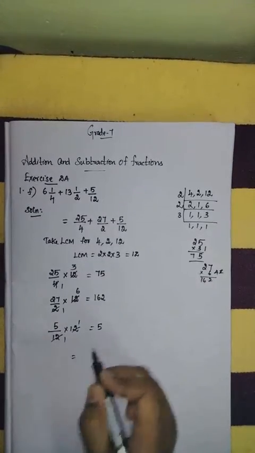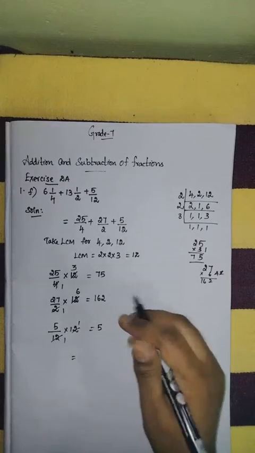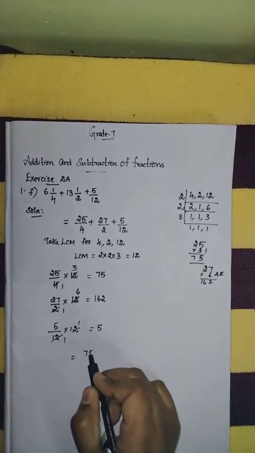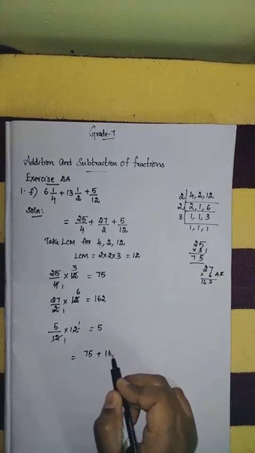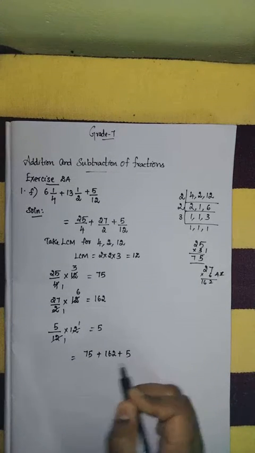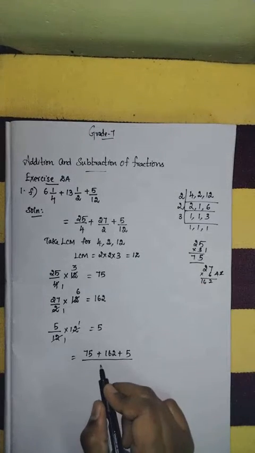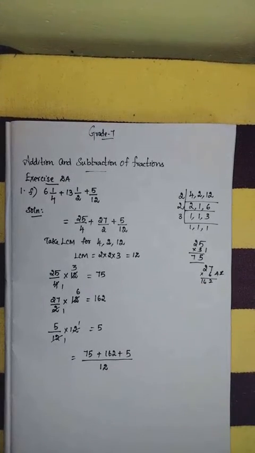Now listen. So these are all the new numerators. Numerator means top of the fraction. So 75 plus 162 plus 5 divided by, you need to write the LCM number. What is LCM? LCM is 12. Just write the LCM 12. Okay, 75 plus 162 plus 5 by 12.